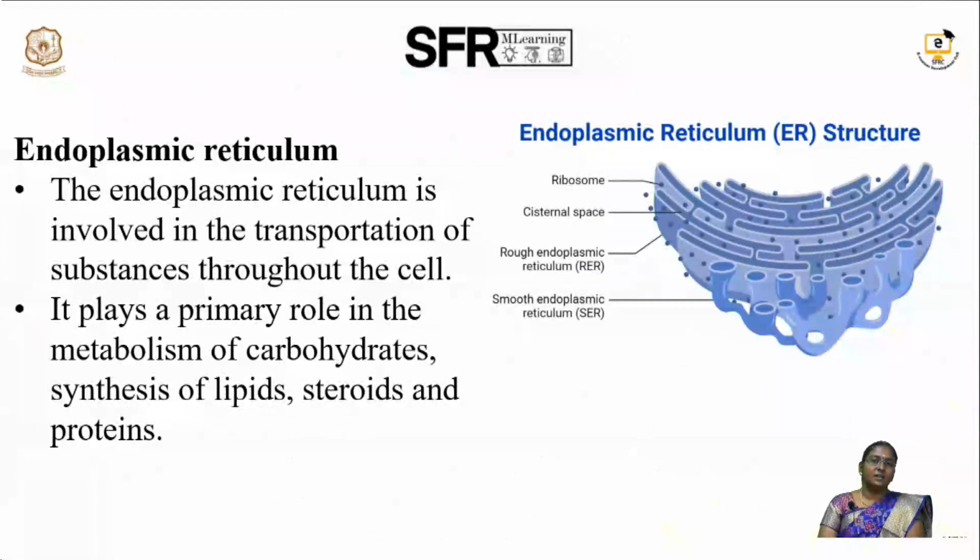So, next is the endoplasmic reticulum. This is the site for the transportation of substances throughout the cell. So, it helps in the transporting of materials within the cell for the metabolism. It plays a primary role in the synthesis of various metabolites like carbohydrates, lipids, steroids and proteins. It helps in the synthesis of these compounds.